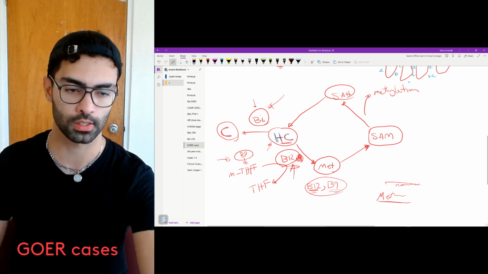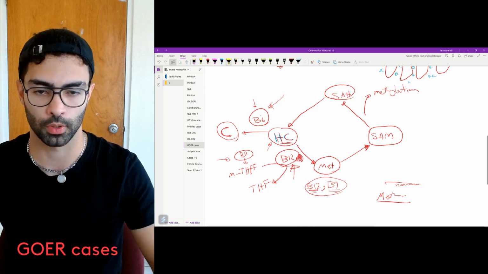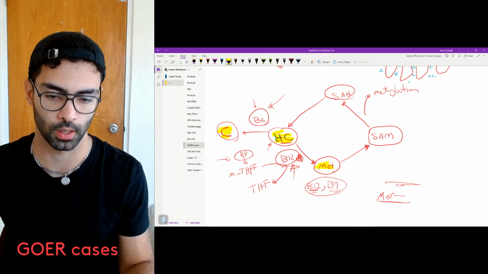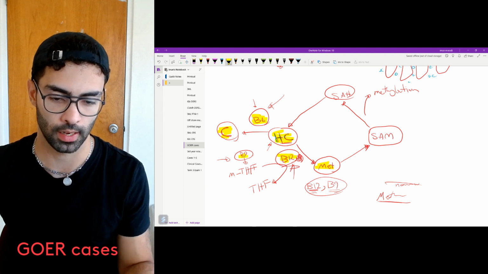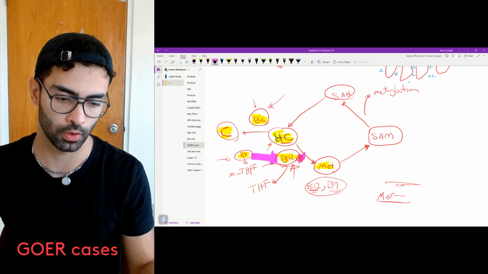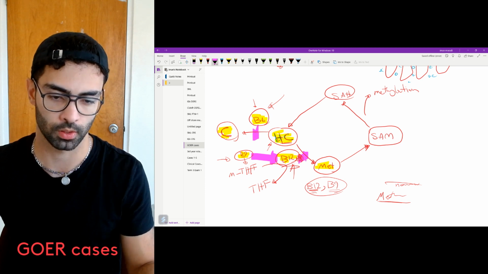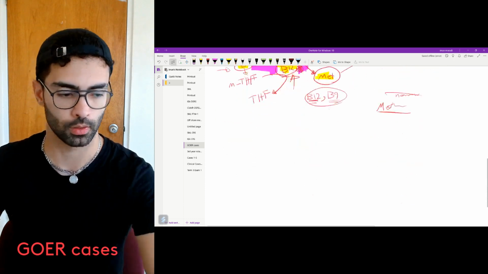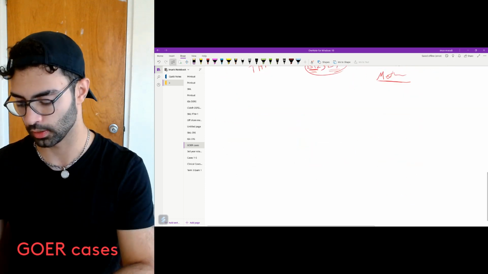So know this cycle. What's important is the homocysteine, and then it leads to methionine, and then leads to what? Cysteine. B6 is here, B12 and B9 are for this one. So B12 and B9 are for this one, and B6 is for this one, right? Okay, let's scroll down. All right.